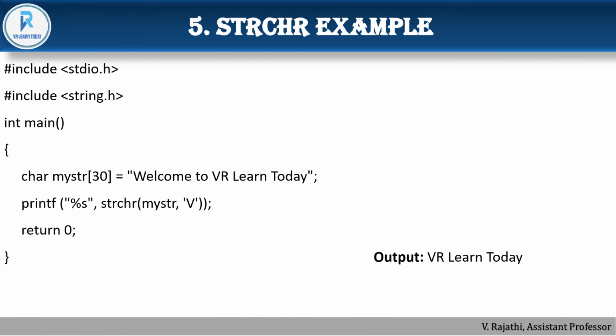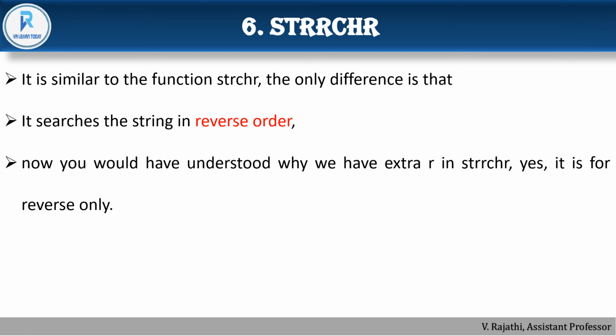So this is the example. After the header file there is a declaration, and then it will print, and then strrchr. It's like strchr, but an extra r will come, right? The extra r indicates reverse order. So it is similar to the function strchr. The only difference is that it searches the string in reverse order.